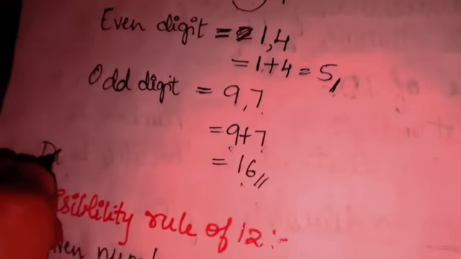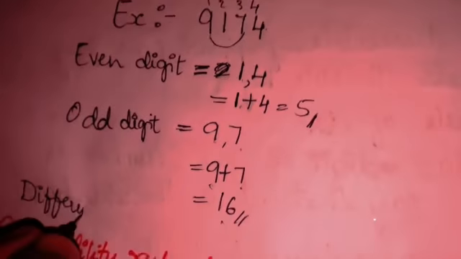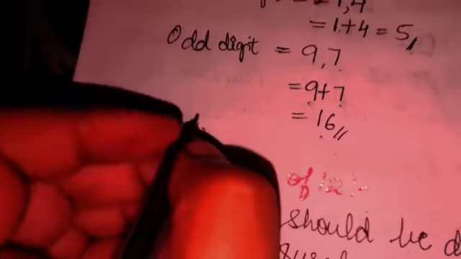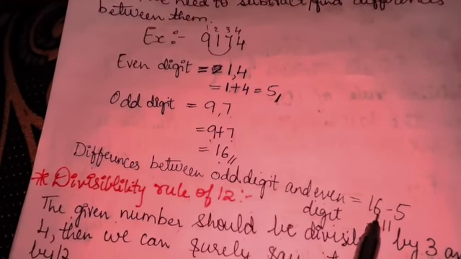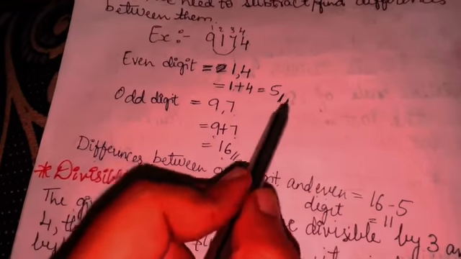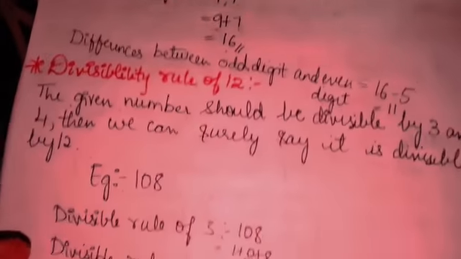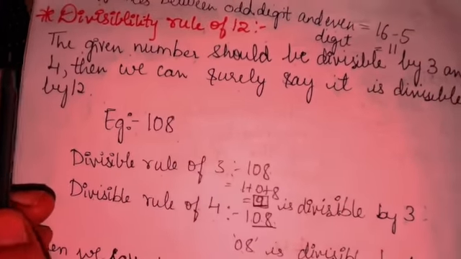When you add the even position digits, you get one answer, and by adding the odd position digits you get another answer. Later you need to find the difference between the odd position sum as well as the even position sum.